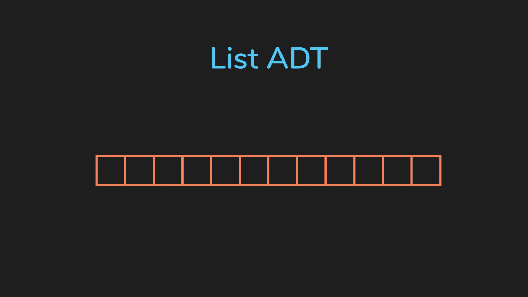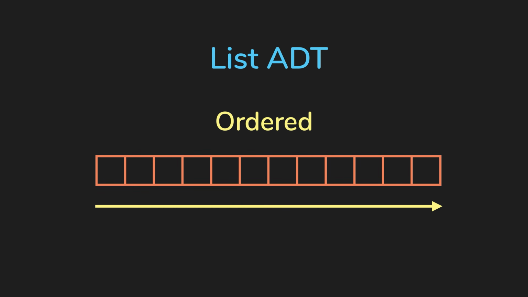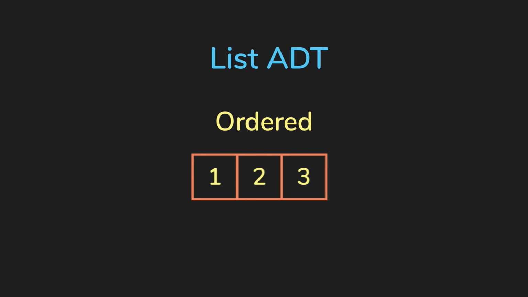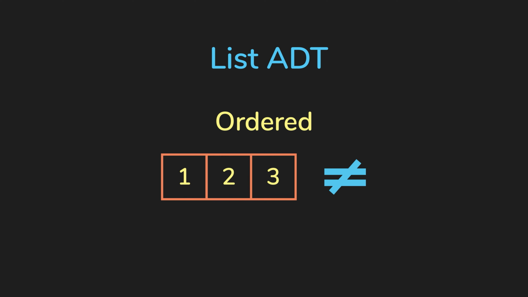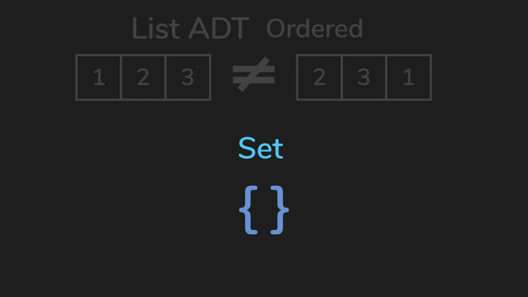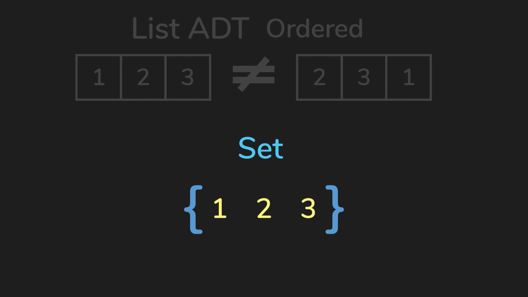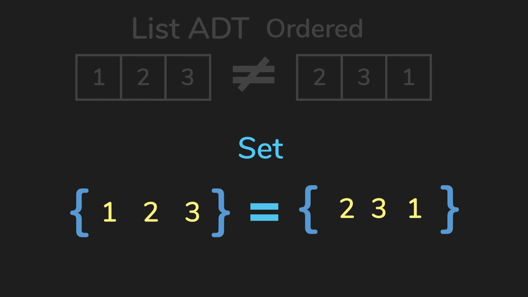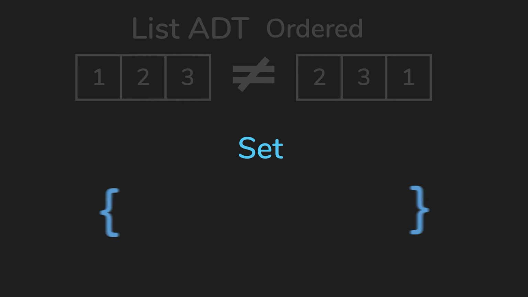One characteristic of a list is that it's ordered. So keeping the original sequencing is important. So that means if I had a list with elements 1, 2, 3, that's not equal to a list with elements 2, 3, 1. Some other data types, like the set, sequencing does not matter. So a set with elements 1, 2, 3 is equal to a set with elements 2, 3, 1, since the order doesn't matter. You'll also learn how to implement a set in the future.